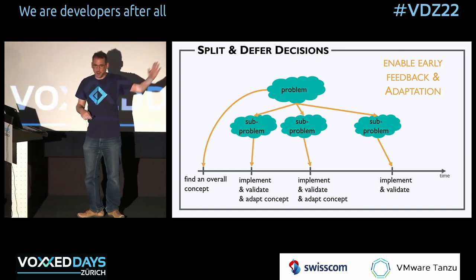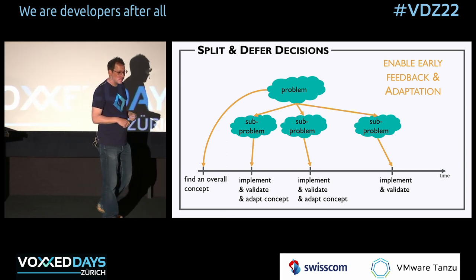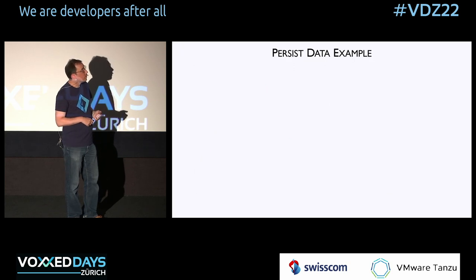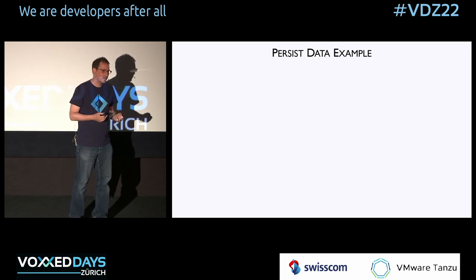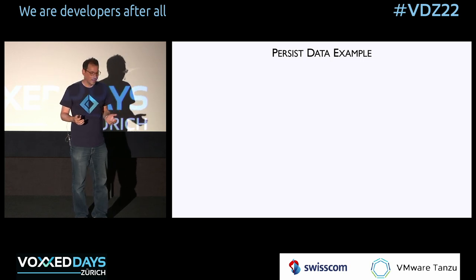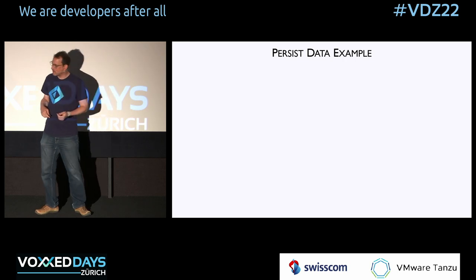So this is very abstract. And said abstract is difficult to understand, so let's make it more concrete with a problem of persistency. Persistency because every system has to persist data. Or do you agree? Almost every system has to persist data.